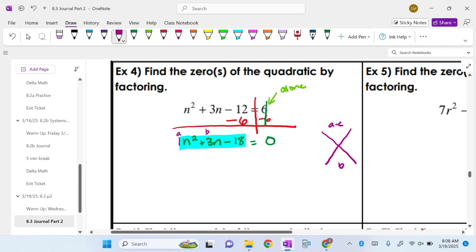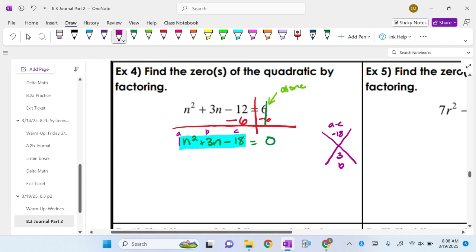Not just 18, but negative 18. So if you labeled everything A, B, and C in that order, A times C is 1 times negative 18, which gives you negative 18. Guys, this is a review from last unit. We did a whole lot of factoring practice. And what's my B value? 3.